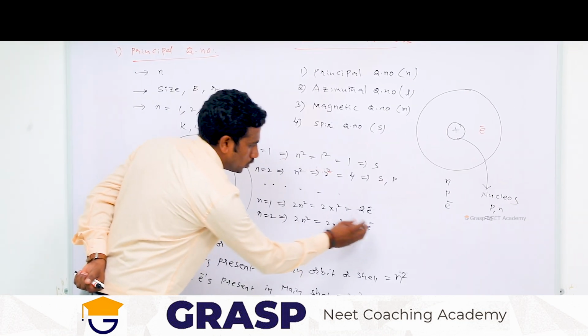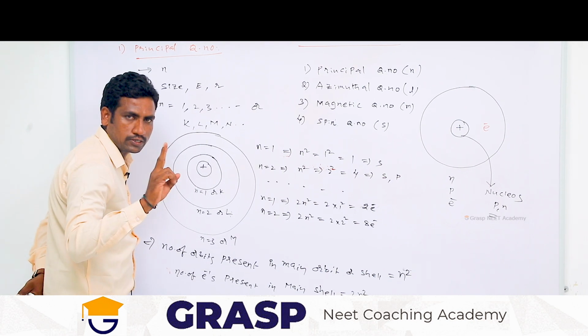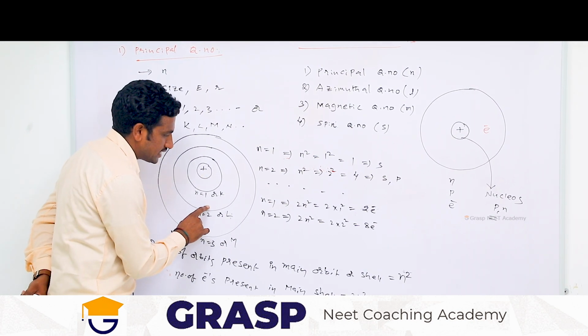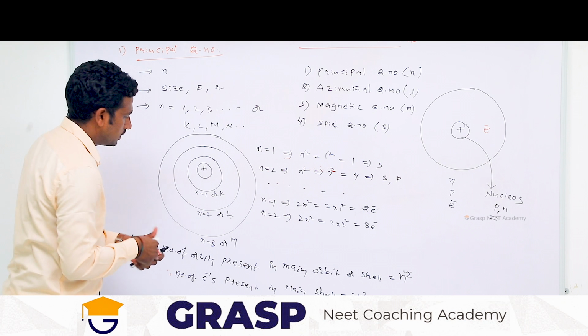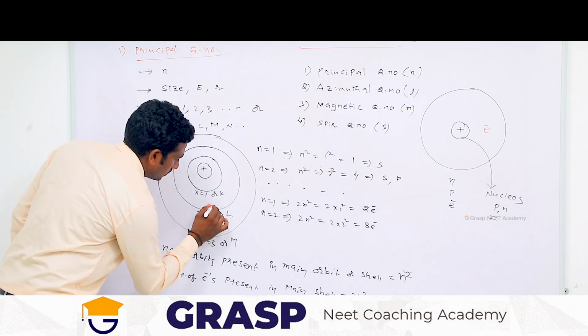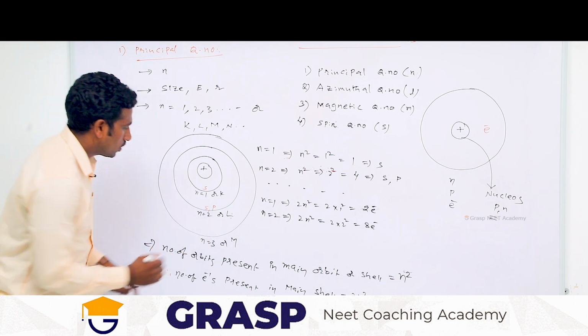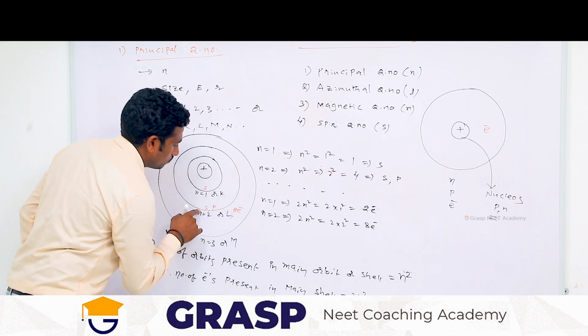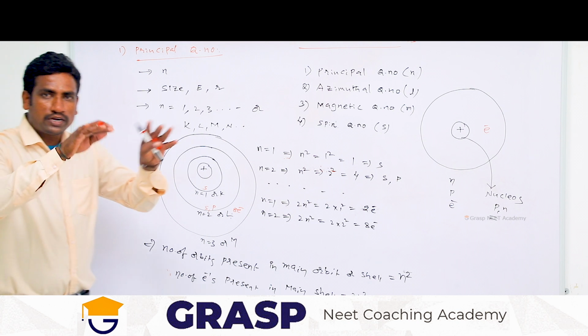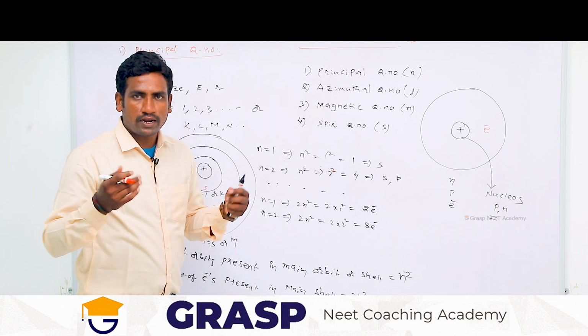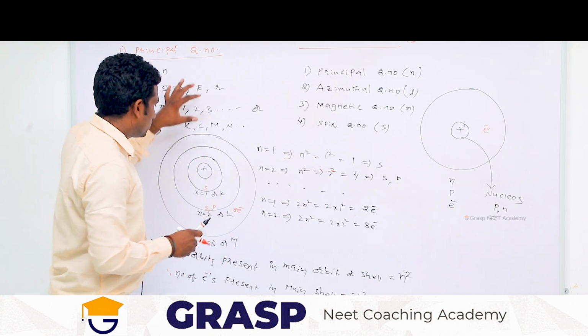These 8 electrons are shifted into 2 sublevels. One is the s sublevel, one is the p sublevel. Here the s sublevel is present, here the p sublevel is present. So these 8 electrons are distributed into 2 subshells. Like this you are dividing. Later you can find where the electron is present. So this information you are getting.